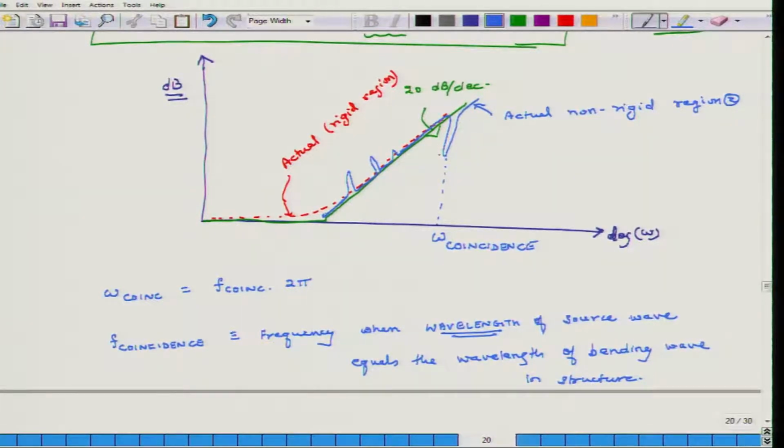So, your region 2 will not work well for reducing sound at coincidence frequencies. At resonance frequencies it will work very well, at other frequencies it will work moderately well, but at coincidence frequency it performs badly.